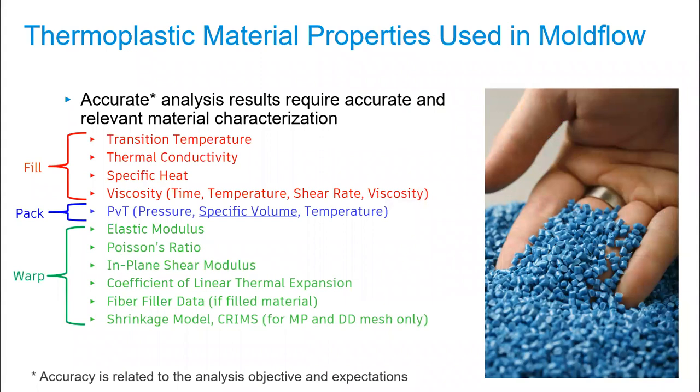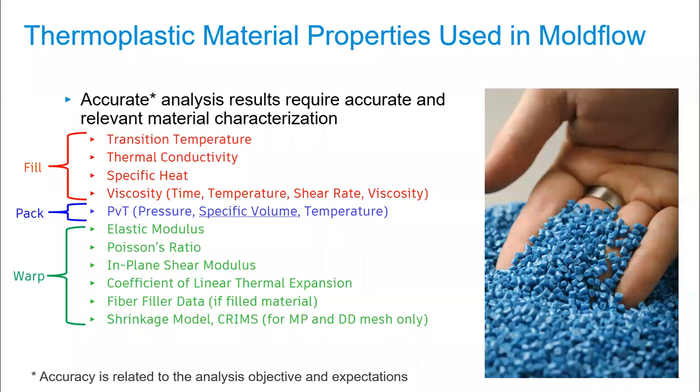So I think if we go back to the thermoplastic material properties, and really thermosets, it's pretty much the same, except we start to switch things and put curing kinetics and some of those things in. But accurate analysis results really require accurate and relevant material characterization for the analysis objective that we have. And I kind of starred that because I'm not saying that you need to have the most expensive test for everything that we need to do for all of the analyses that we do. There are quick fill analyses that give us really good results and allow us to make decisions on material data that may be questionable if we wanted to use that for warpage, for instance. So you have to kind of match the level of material data that you need with the process and the analysis objective that you're actually doing.